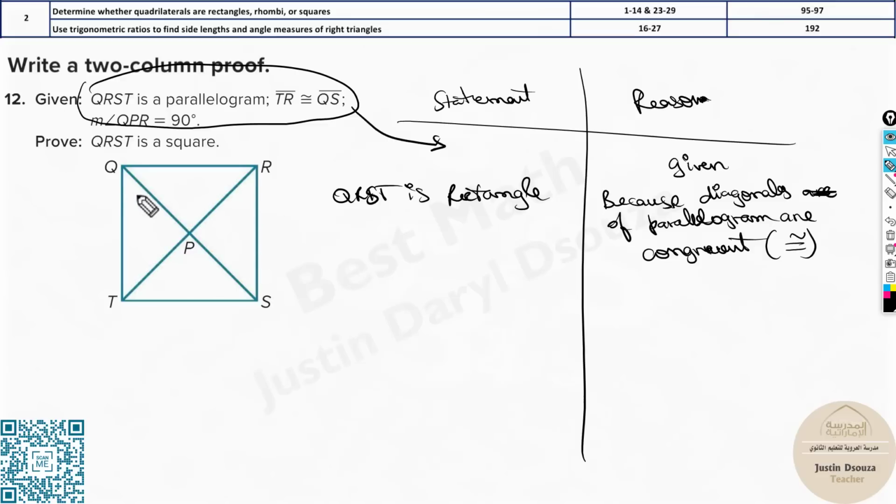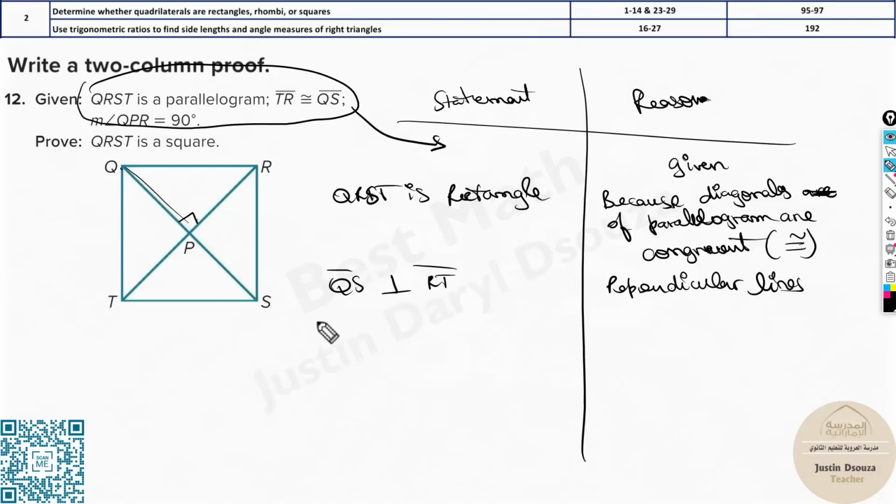Now what next can we write? They have told us this QPR is 90 degrees. So what does this mean? It means the diagonals are perpendicular to each other. So I'll write over here the diagonal QS is perpendicular to RT. They have told it's a right angle. You can write various things. I'll write over here: because they're perpendicular lines.